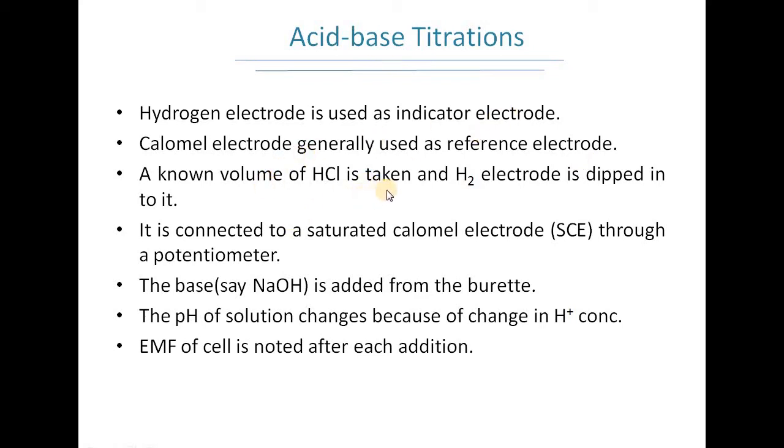A known volume of HCl is taken and the indicator electrode, which is the hydrogen electrode in this case, is dipped into it. It is further connected to a saturated calomel electrode through a potentiometer. Now, as the titration is carried out, the base NaOH is added from the burette. The pH of the solution will change because of the change in hydrogen ion concentration. To monitor the titration, the EMF of the cell is noted after each addition.